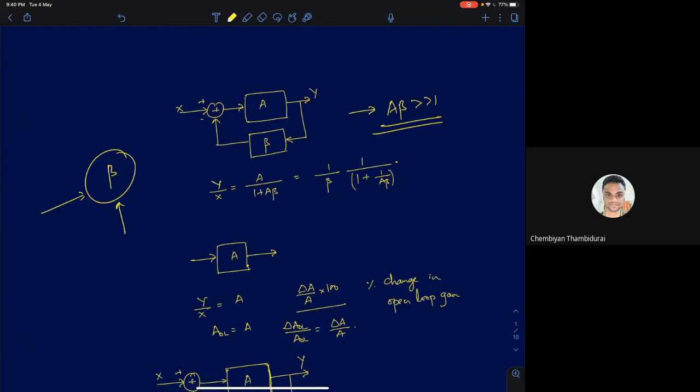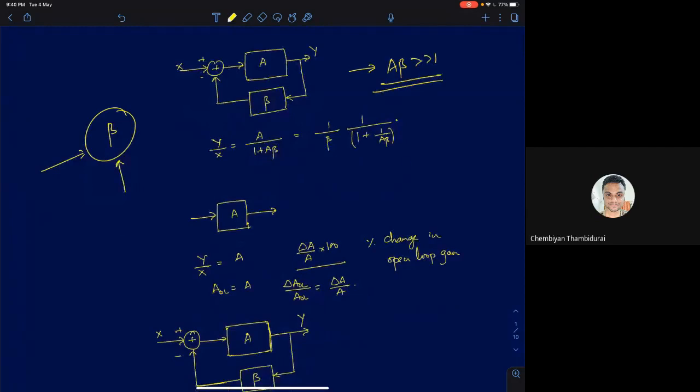So now what we'll do is we'll try to compare the fractional variation in the gain. Let delta A by A be the fractional variation; you get the percentage variation by multiplying it by 100. This is the percentage variation in gain for the amplifier in open loop. We'll try to find out, if I use this amplifier in the forward path of a negative feedback amplifier, what will be the fractional change in the closed loop gain, that is, delta ACL by ACL.